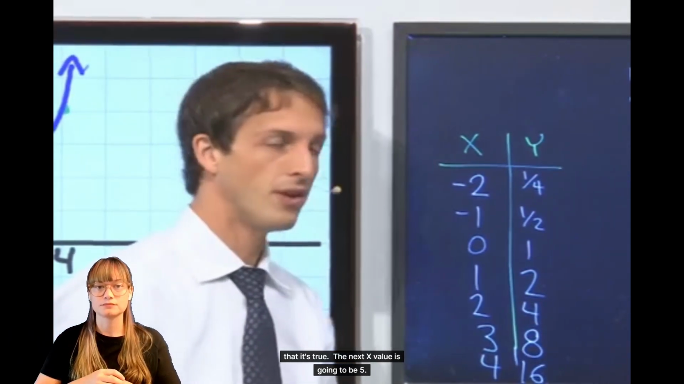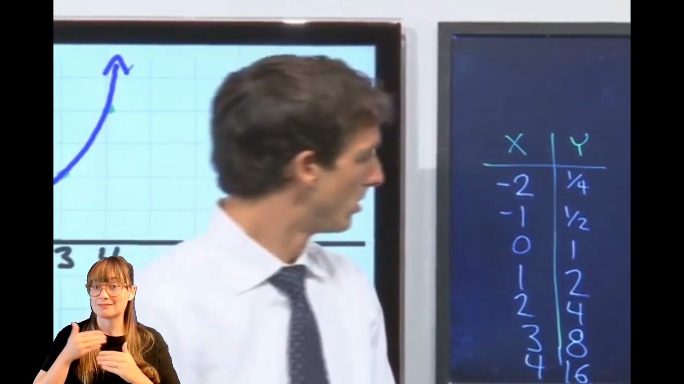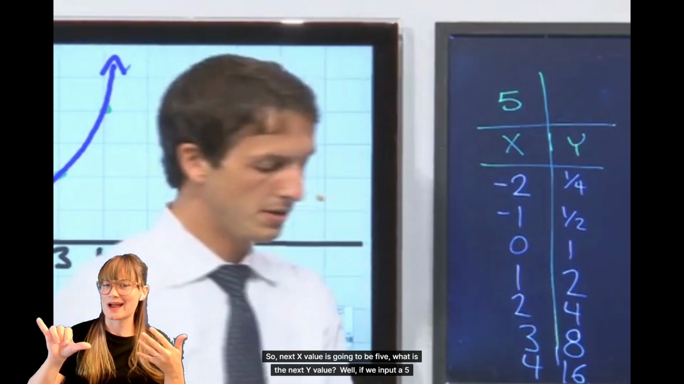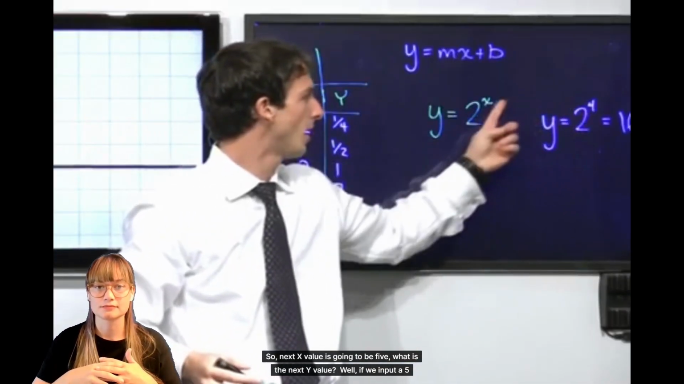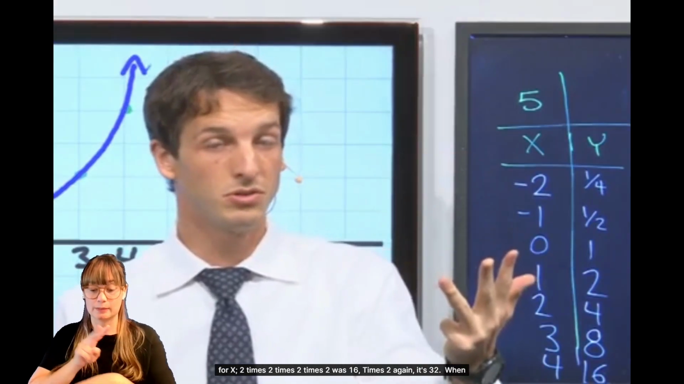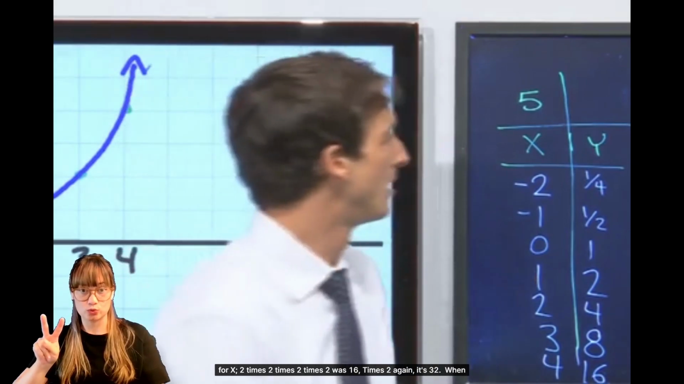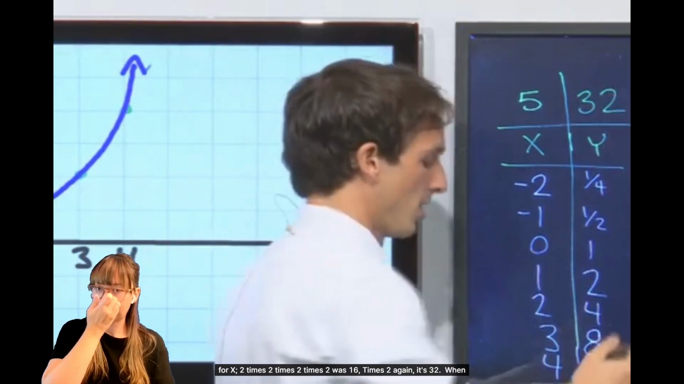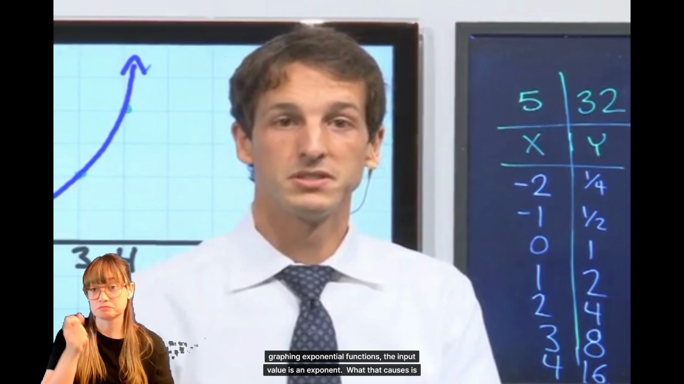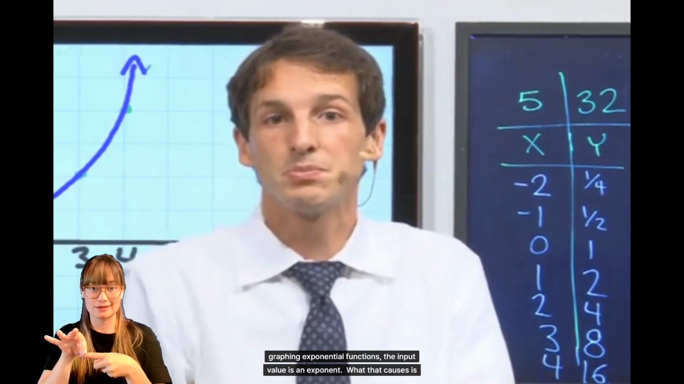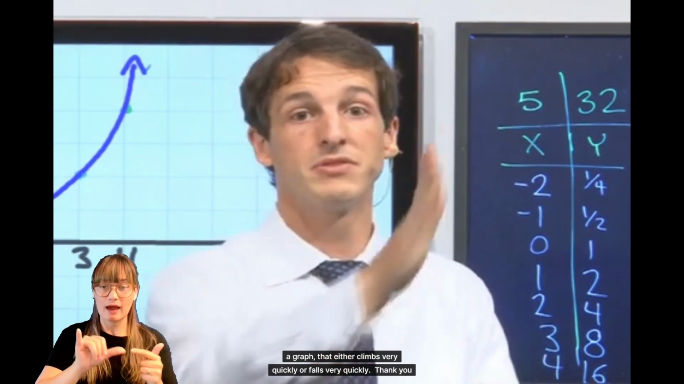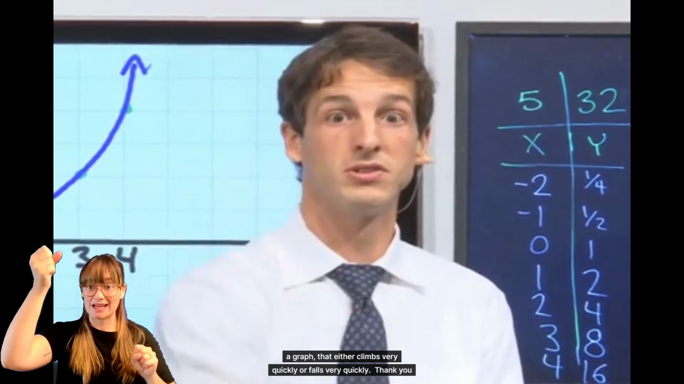Our next x value is going to be 5. What would our next y value be? Well, if we input a 5 for x, 2 times 2 times 2 times 2 was 16, times 2 again is 32. When graphing exponential functions, the input value is an exponent. And what that causes is a graph that either climbs very quickly or falls very quickly.